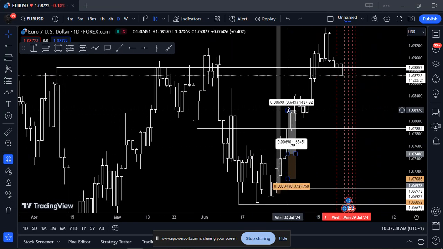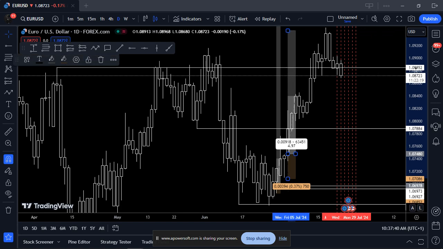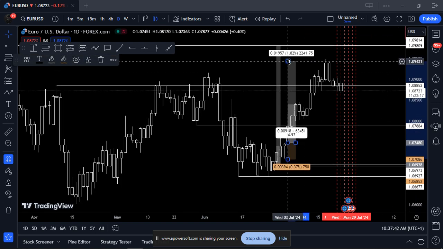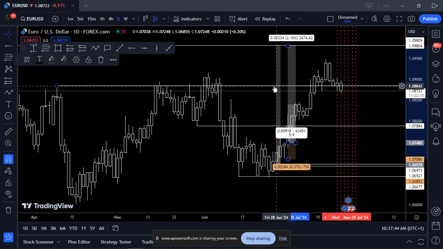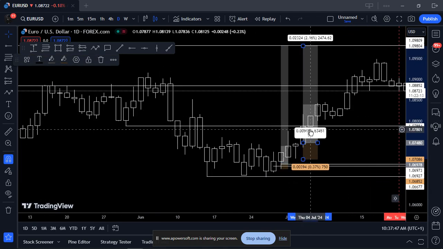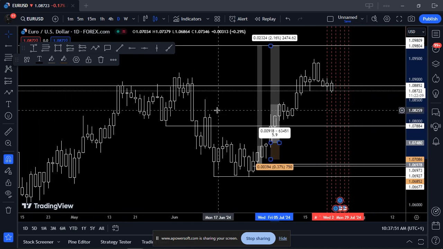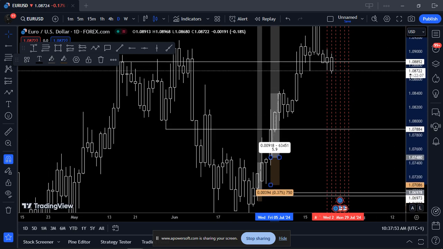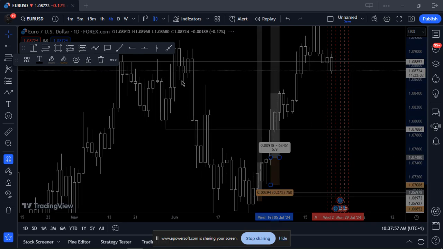You see, this is another profit to be made. Now you have two positions running. One is 1 to 22. This one is 1 to 5.9. Very good. Now let's go to the 4 hours time frame.